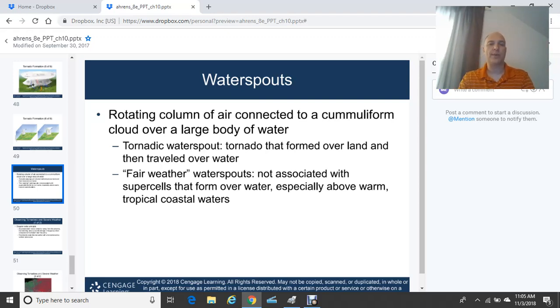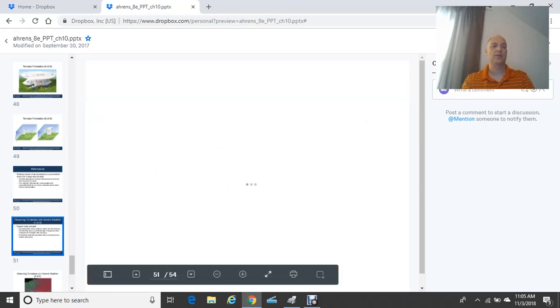Fair weather waterspouts are not associated with supercells, and they form over water, especially above warm tropical coastal waters. Sometimes you can see these harmless looking waterspouts. You can be on the beach and look out over the water in the Gulf of Mexico or over Key West. If you ever go down to Key West, you'll see a lot of these waterspouts that form, and they're known as fair weather waterspouts. Why? Because there are really no supercell thunderstorms in the area. They just happen to be forming over relatively warmer waters where there's a lot of instability and moisture. And that's really it. I wouldn't want to take a boat out into one of these though, because they could still cause some damage. Right.